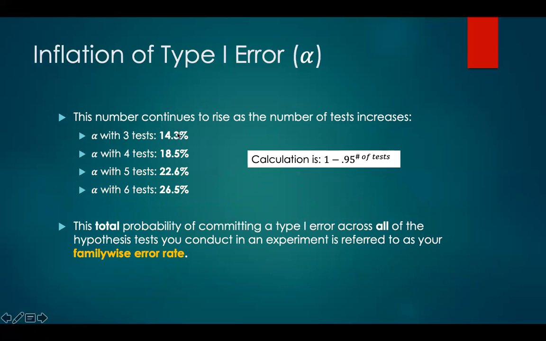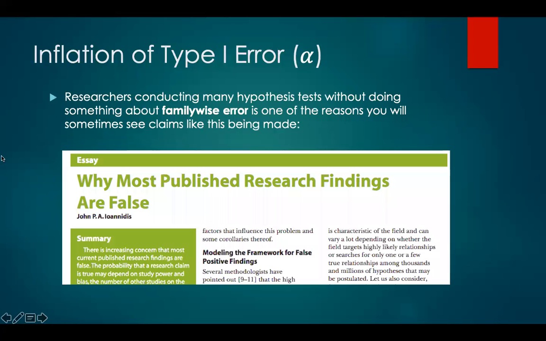With 3 tests, alpha goes up to 14.3%, with 4, 18.5%, 5, 22.6%, and with 6 tests, 26.5%. The calculation here is 1 minus 0.95 to the power of the number of tests being conducted. This total probability of committing a type 1 error across all of the hypothesis tests you conduct in an experiment is referred to as your family-wise error rate. Now, researchers conducting many hypothesis tests without doing something about family-wise error is one of the reasons you will sometimes see claims like this being made.